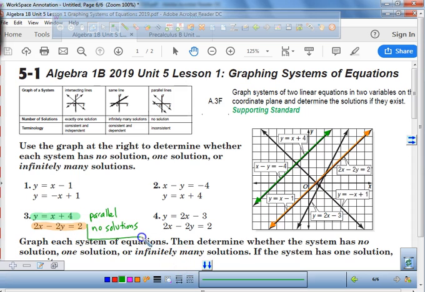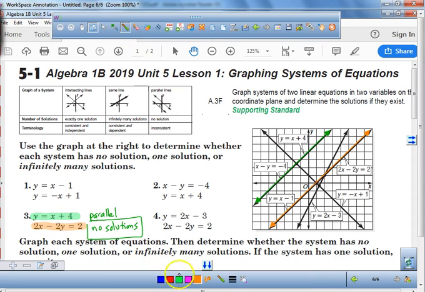Okay, so the answer for that one is no solutions. Parallel lines have the same slope. Same slope. Okay.